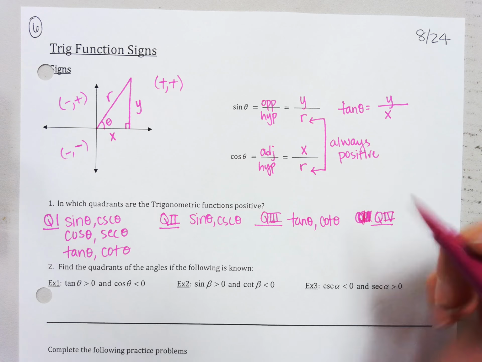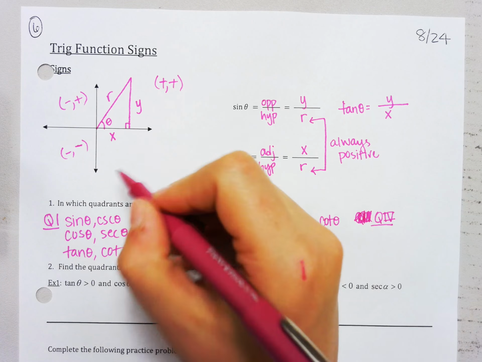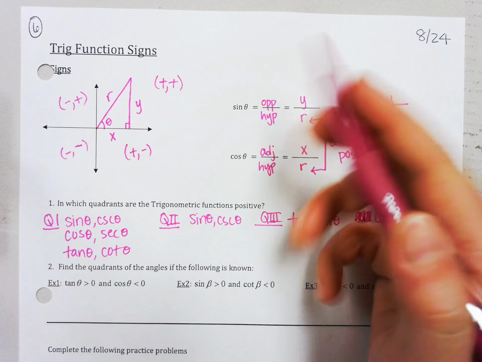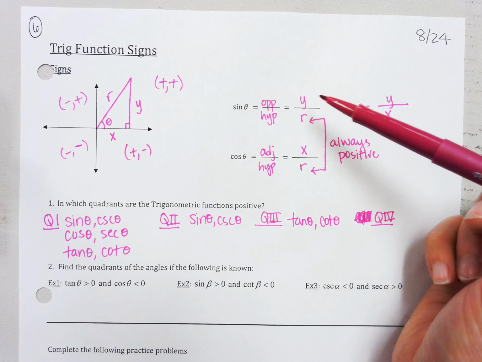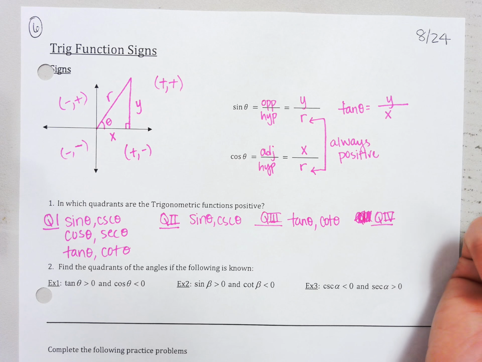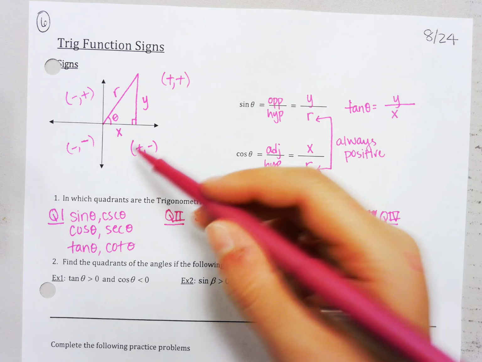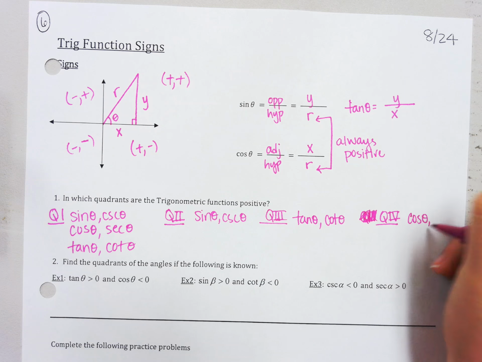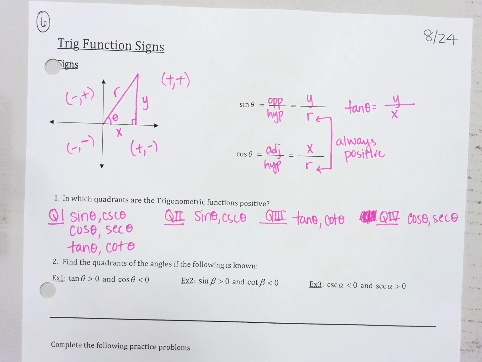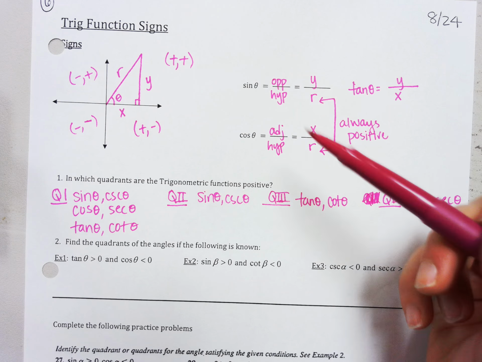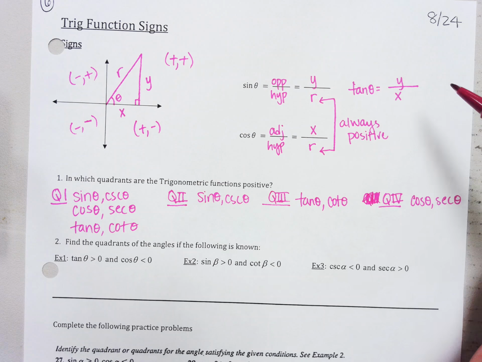And finally, quadrant 4. In quadrant 4, we have a positive x value and a negative y value. So looking at our sine, deciding if that's positive or negative, my y value is negative, my r value is positive, so that's going to be negative in quadrant 4. My x value is positive, my r value is positive, so our cosine and secant are going to be positive in quadrant 4. And our tangent value, well, our y value is negative, my x value is positive. That's going to be overall negative then in quadrant 4.